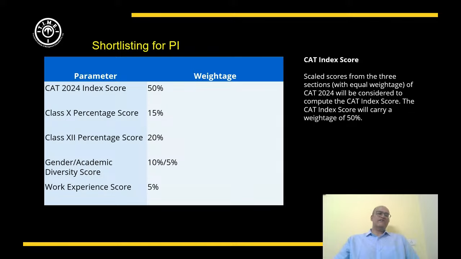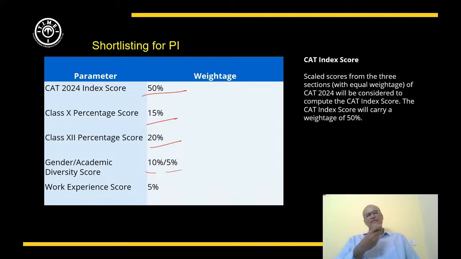And last year, what they did was they gave 50% weightage to CAT performance, 15% to 10th class performance, 20% to your 12th class performance. That means 15 plus 20, 35% weightage to your 10th, 12th performance. So that definitely plays a major role. Gender and academic diversity were 10% and 5% respectively. Again, work experience had 5% weightage.